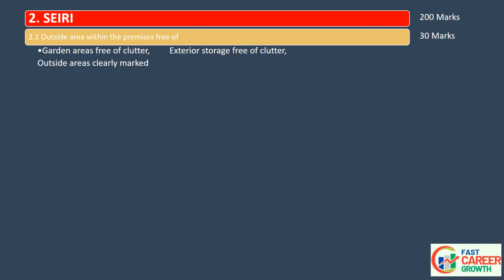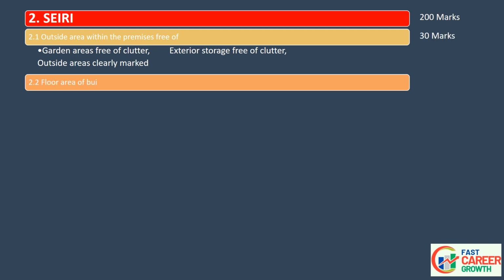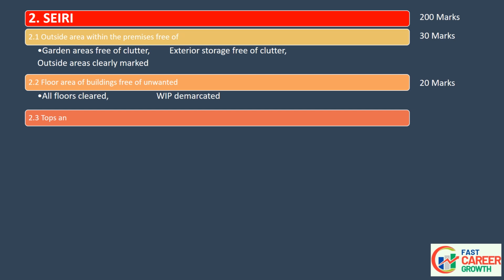Then in second step, check floor area of buildings free of unwanted items, such as all floors cleared or not, and WIP area demarcated or not. Here total points are 20. In third step, check tops and insides of all cupboards, shelves, tables, drawers, etc. free of unwanted items in all locations or not. Here total points is 20.